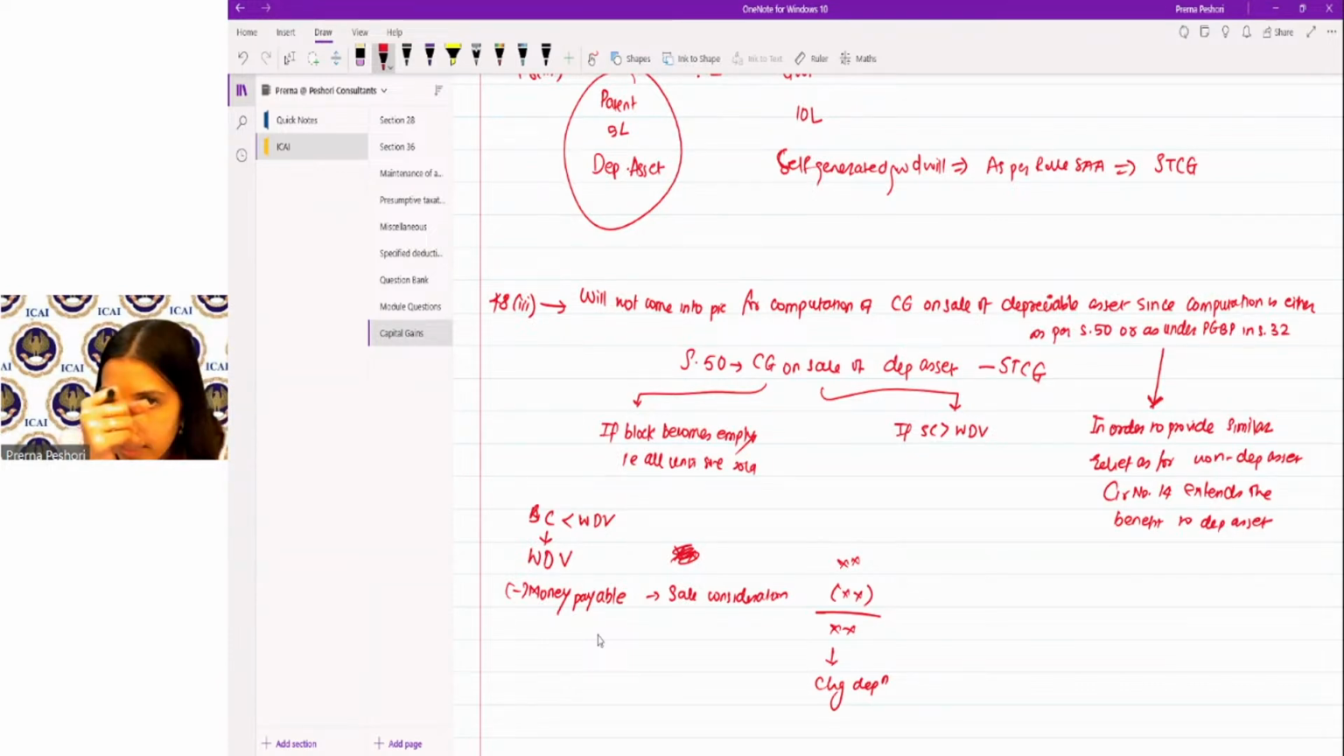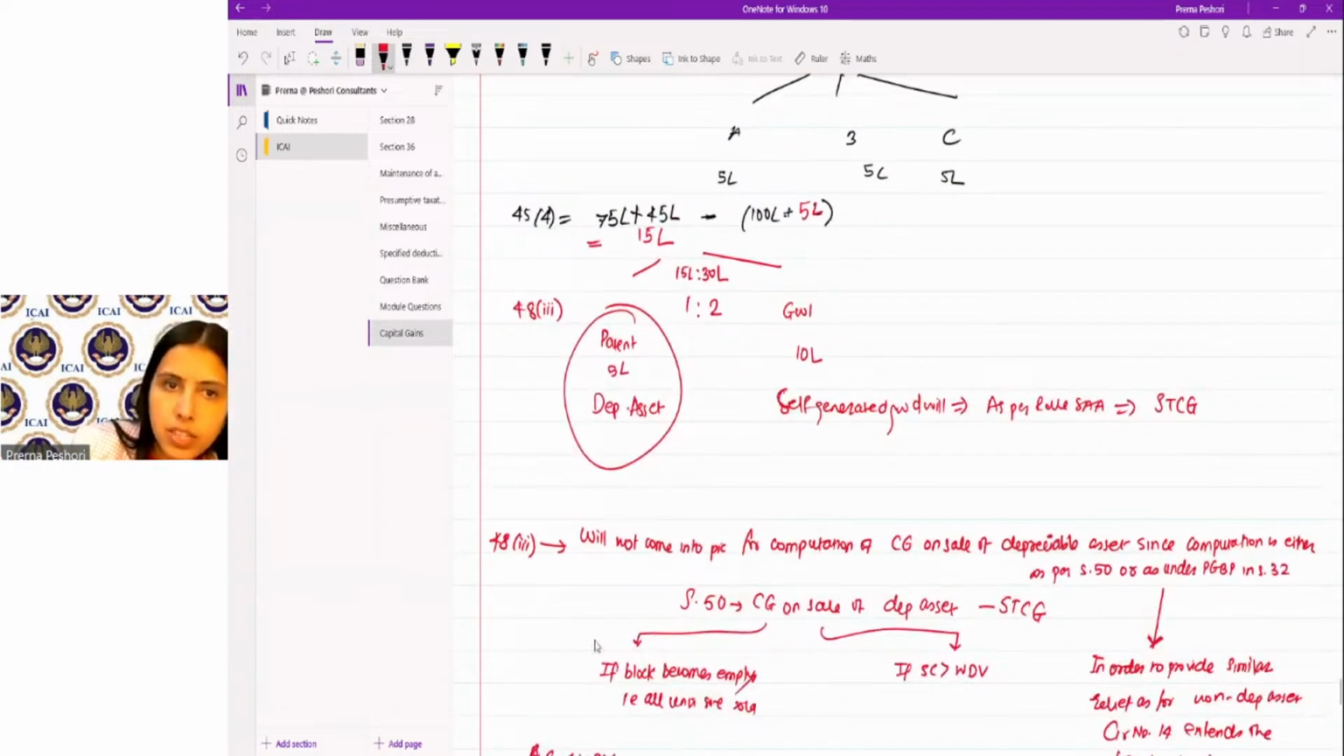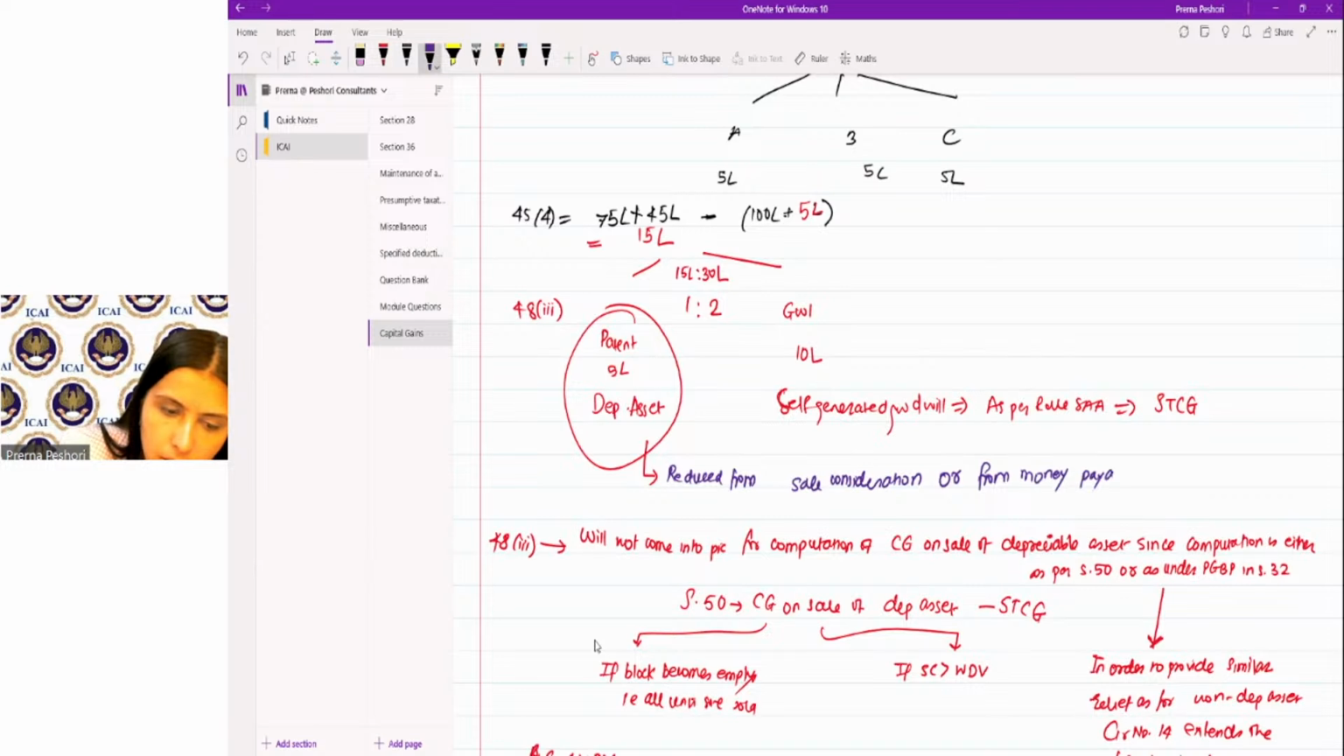So it says that this amount which is there will be reduced from sale consideration or from money payable while computing the capital gain. So what does this provide?